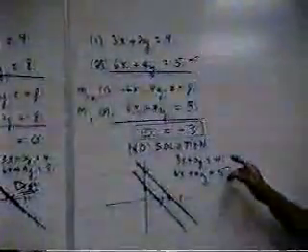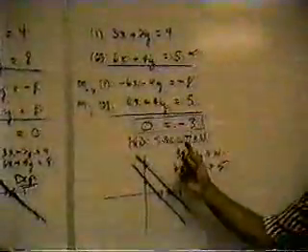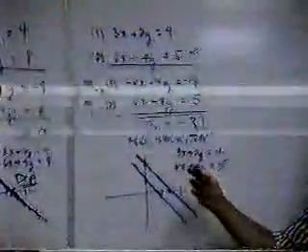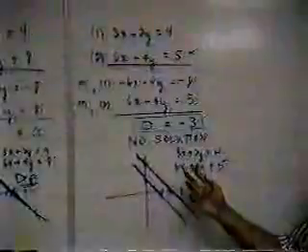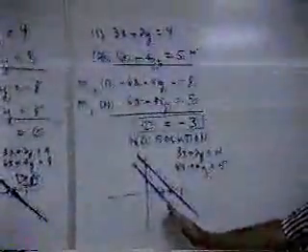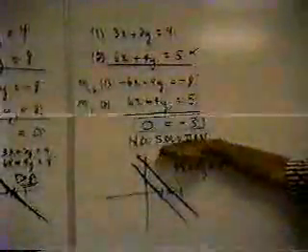So here are the 3 words. Remember, we want to know whether it has solutions or not have solutions. We want to know whether it's consistent or not consistent, or dependent or independent. And we want to know what happens graphically. So here are the answers. No solution means inconsistent, parallel lines. That's 3 words. No solution, inconsistent, parallel lines.